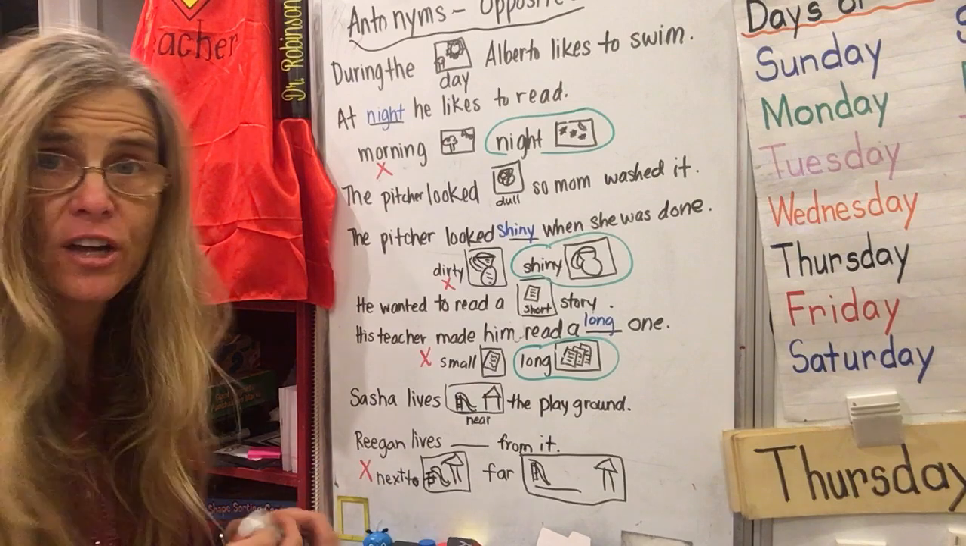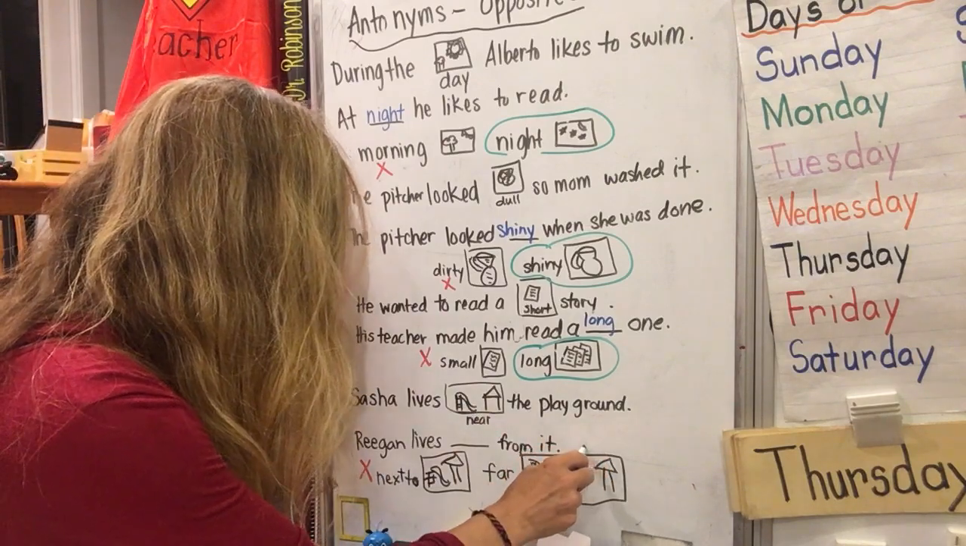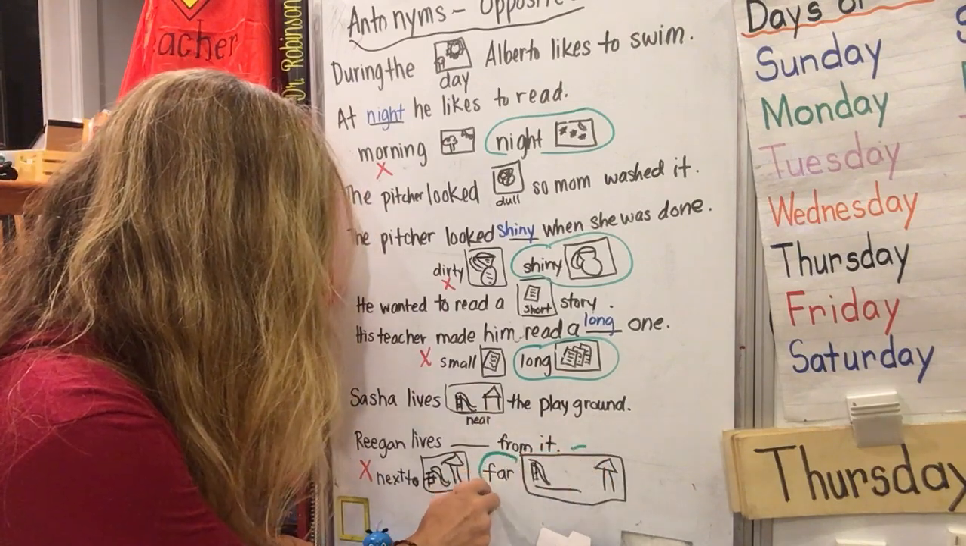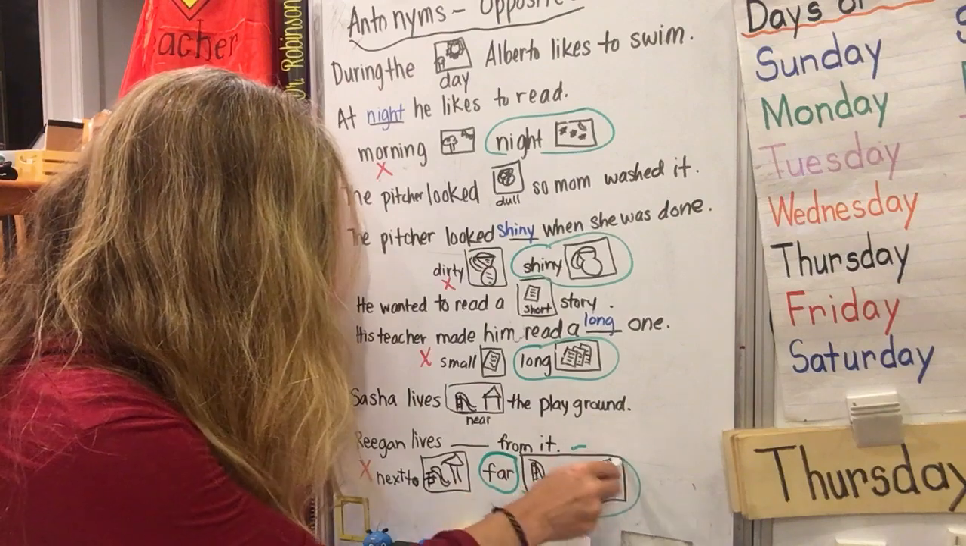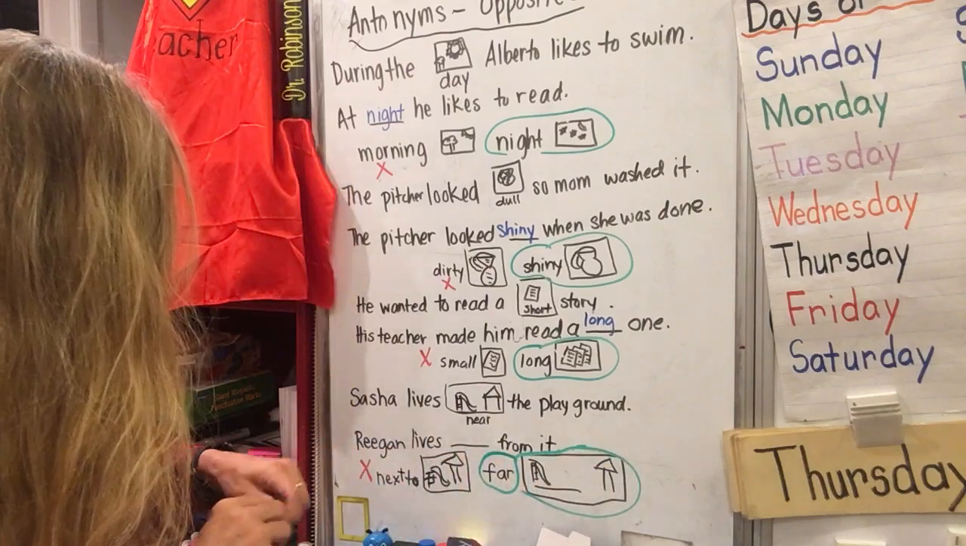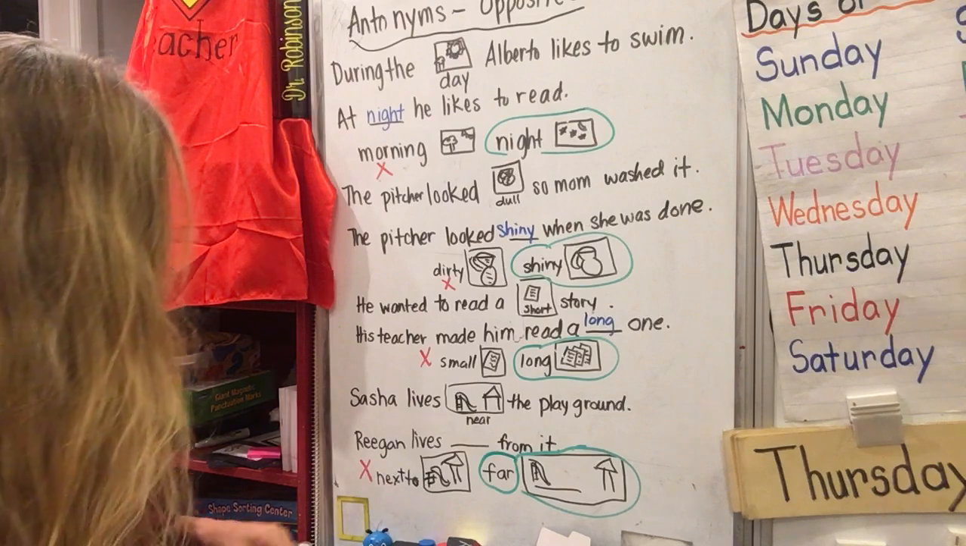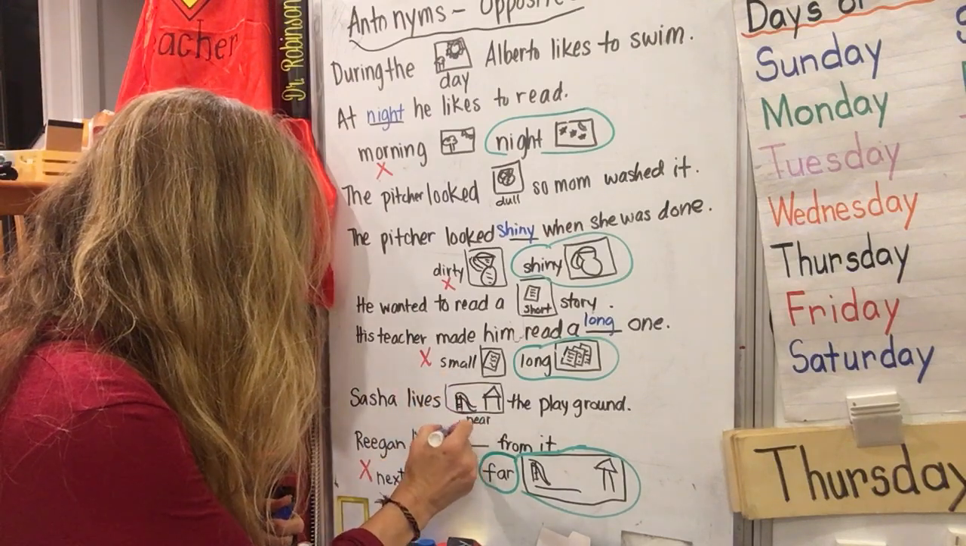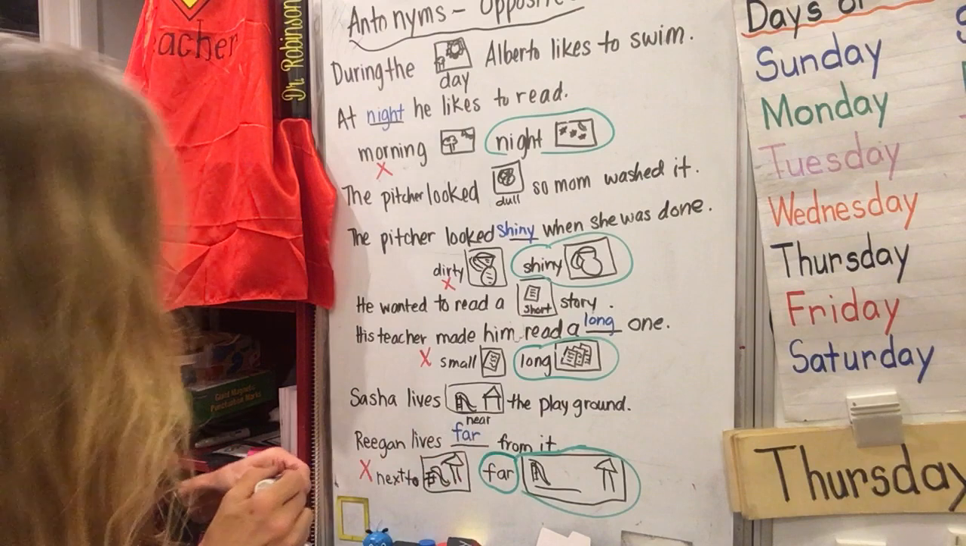Sasha lives near the playground, so Regan lives far away from it. Regan lives far from it.